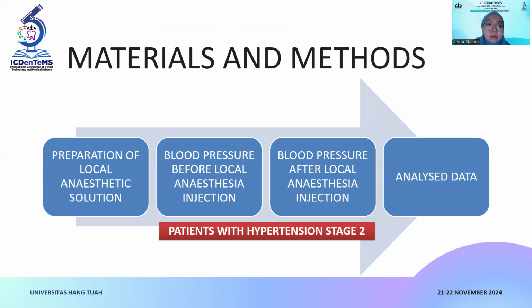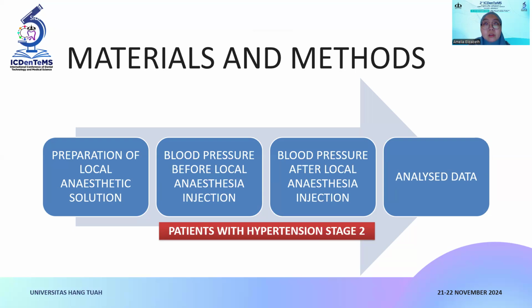Our materials and method: before we conducted the research, we prepared the local anesthetic solution from the lidocaine and adrenaline currently on the market. We diluted the current local anesthetic solution until we got a 1:200,000 concentration of adrenaline. After we had the local anesthetic solution, we first measured the blood pressure of patients with hypertension stage 2.